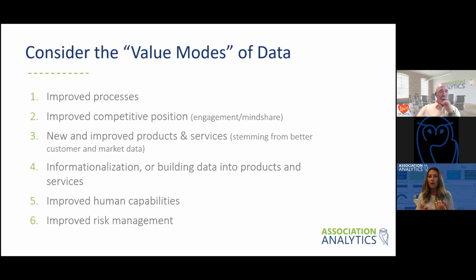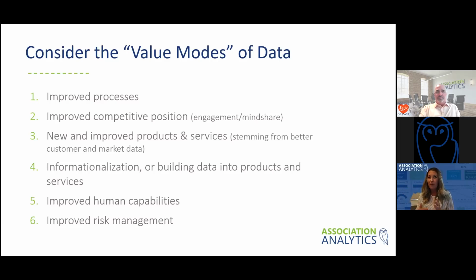So the value modes are improved processes. Almost always data is going to do that, but you need to break it down a little bit more for your organization. Improve your competitive position. So that could be engagement within your own membership and within your non-members and how they're engaging. Mind share, I think that has become even more important, where we have for-profit companies coming up with more virtual events, and when we go back to in-person events, really keeping the mind share of our members and future members. New and improved products and services.